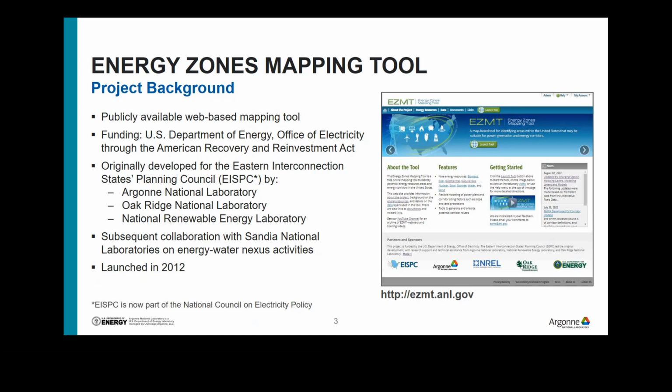It was originally developed for the Eastern Interconnection, which is the electrical transmission grid east of the Rockies for the most part. It was a collaborative project among three national laboratories, Argonne, Oak Ridge, and the National Renewable Energy Laboratory. There were technical experts on each major energy technology or resource who worked together to develop the models and the data. And Argonne developed the portal itself and hosts it even today.